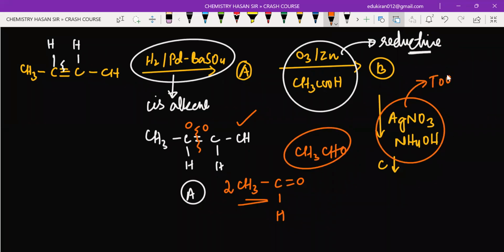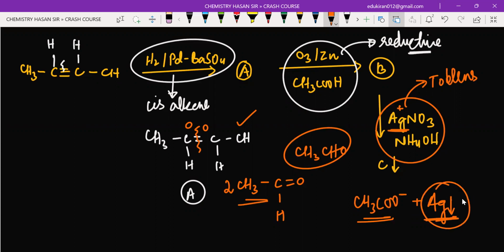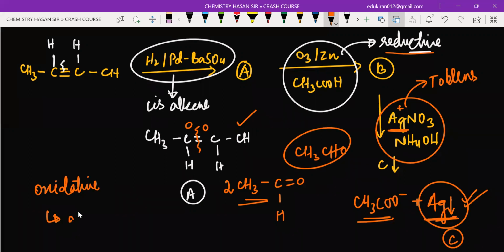what will it do? It will basically oxidize this ethanal into carboxylate anion, and this Ag plus will be converted into Ag metal, silver, which is shiny. So this will be your precipitate. And as you can see, this is your C answer. There are two types of ozonolysis. One is reductive and another is oxidative. In oxidative ozonolysis, if you have an aldehyde, this will be again oxidized to carboxylic acid. Always remember that.